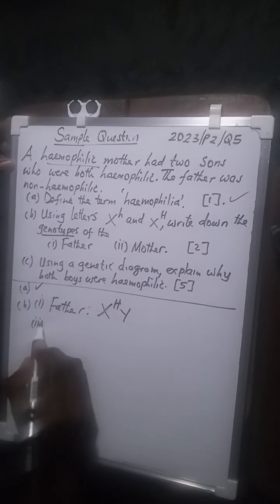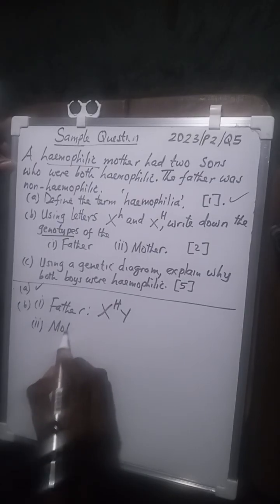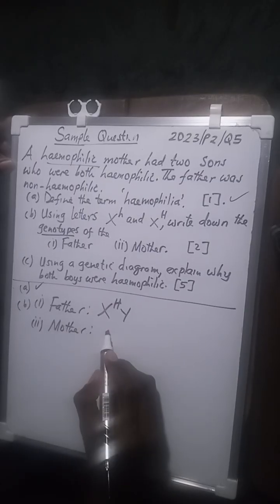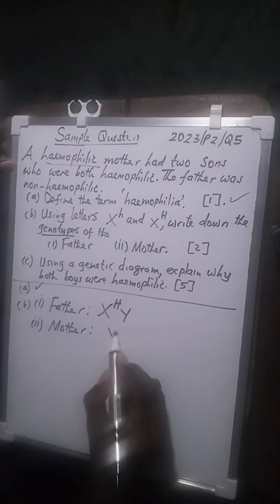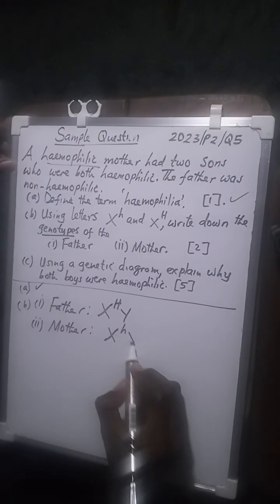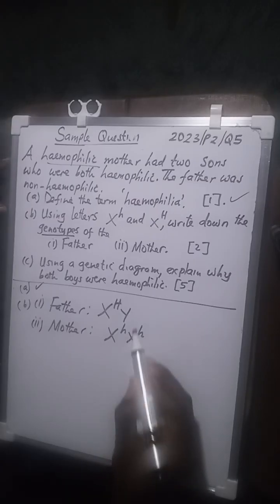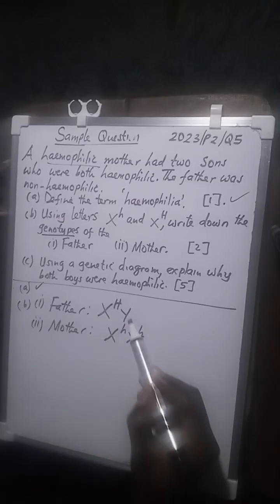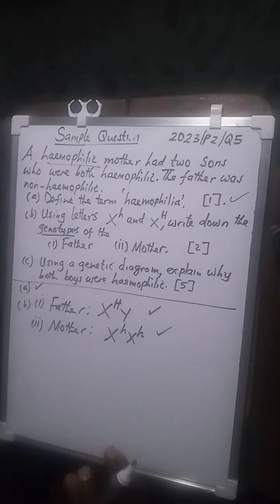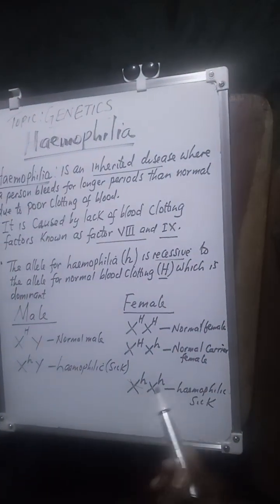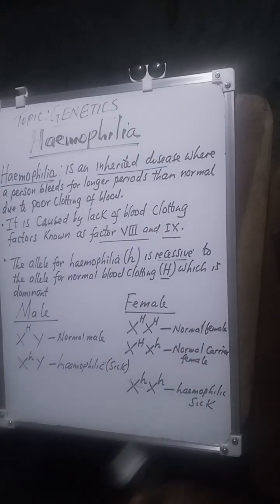What about the mother? What would be the genotype? Well, for the mother, it is very simple. Because she was hemophilic, it simply means that she's going to have the recessive allele carried on both X chromosomes. So these are the genotypes of the father and also the mother. Now remember what I told you. What is important is for you to remember these genotypes and possible phenotypes, because that is what you're going to be using in the exam.